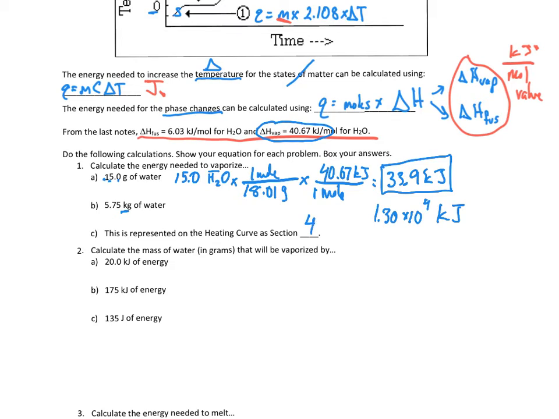Okay, next, calculate the mass of water that would be vaporized by 20 kilojoules of energy. So this is just the opposite problem. I'm starting with the 20.0 kilojoules. And if I start with kilojoules, I have to divide by kilojoules. And how did I know that I need 40.67 and not that 6 point whatever? Well, because I was talking about vaporizing. So that's HVAP. 1 mole on top.